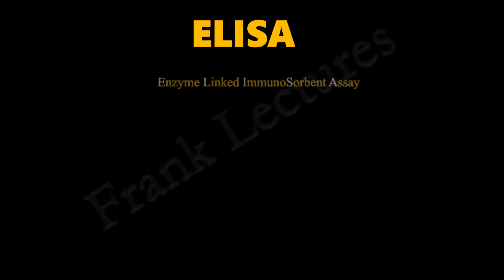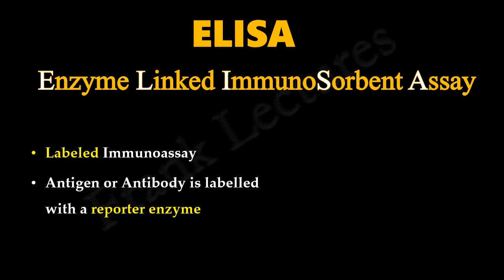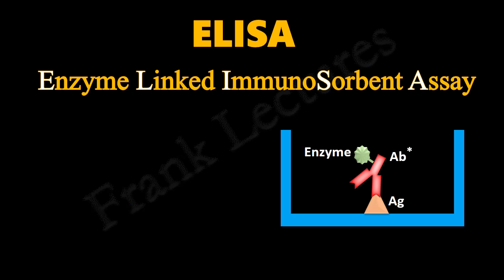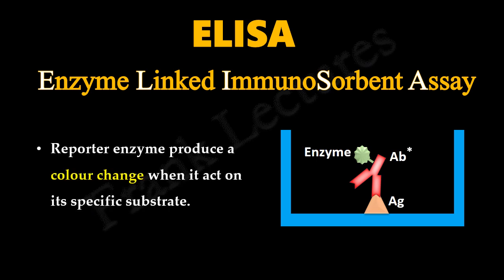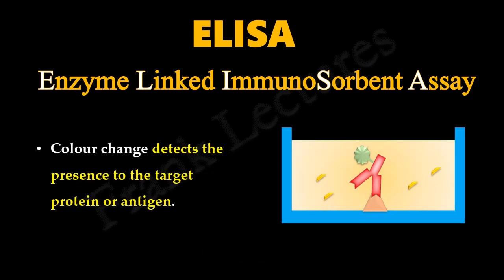ELISA stands for enzyme-linked immunosorbent assay. ELISA is a labeled immunoassay where the antigen or antibody is labeled with a reporter enzyme. Recall that reporter enzymes produce a color change when the enzyme reacts with its specific substrate. Thus, in ELISA, color change is used to identify a substance. This assay is used for the detection and quantitation of substances such as peptides, proteins, antibodies, and hormones.